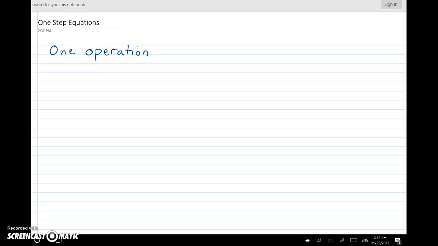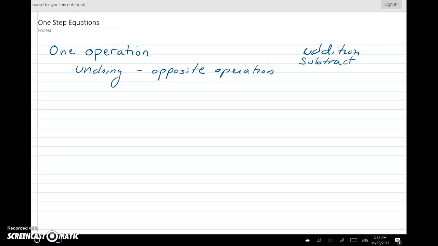Now, we have to think about undoing what we see, or opposite operations. Now, as a reminder, when we say operations, we're talking about addition, subtraction, multiplication, and division.